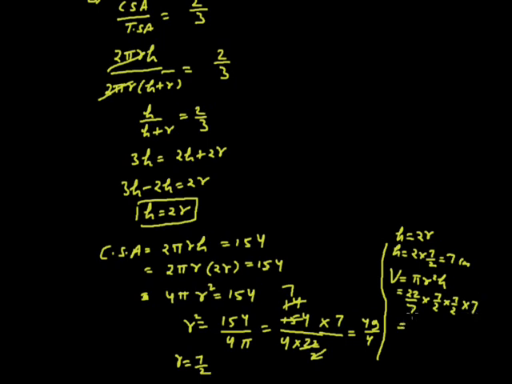So 7 and 7 get cancelled. And 2 and 22 get cancelled 11 times. So what are we left with? 11 into 7 into 7, that is 49 divided by 2. So 11 into 49 by 2. So 11 into 49, that is 539 divided by 2. And we are getting 269.5 centimeter cubic. So this is the answer. So the volume of the cylinder is pi r square h. So the volume is 269.5 centimeter cubic.